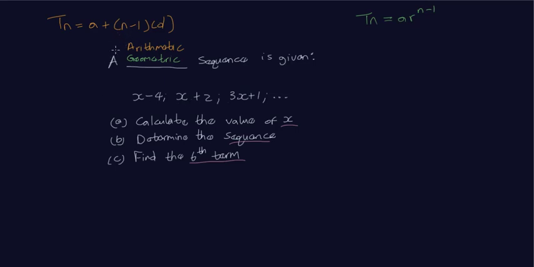So if they say an arithmetic sequence is given, then you know that in arithmetic what matters is the common difference. And we know the common difference is term 2 minus term 1, and term 2 minus term 1 must be equal to term 3 minus term 2. So from the sequence they gave us, there is term 1, term 2 and term 3. If they say arithmetic, then this equation must be true.